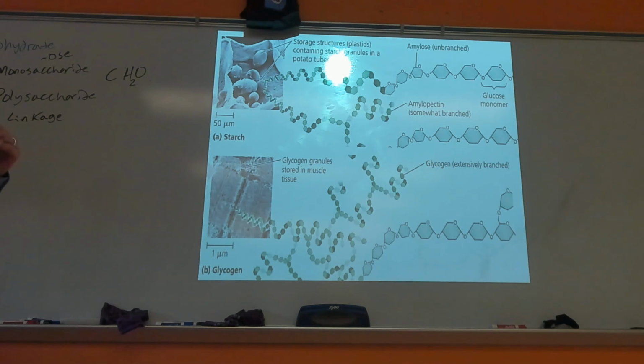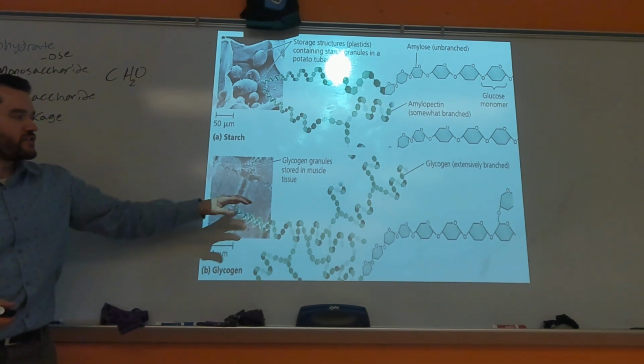Why not just make them giant chains? Why do they bother branching them apart? What would be the idea behind that? Yeah. Maybe because they intertwine. Yeah, exactly. Yeah, it's like an efficiency thing, right?